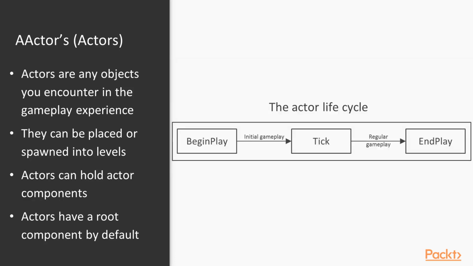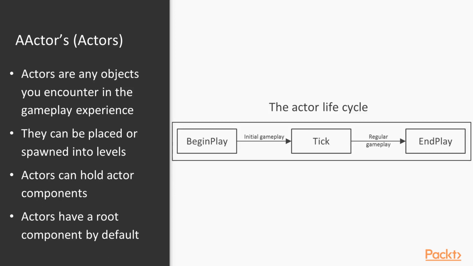Actors have a series of events that are called during the life cycle of the actor. First, they come into gameplay existence, which is usually when the actor is spawned or the gameplay starts and the actor is already placed into the level. This is known as begin play.